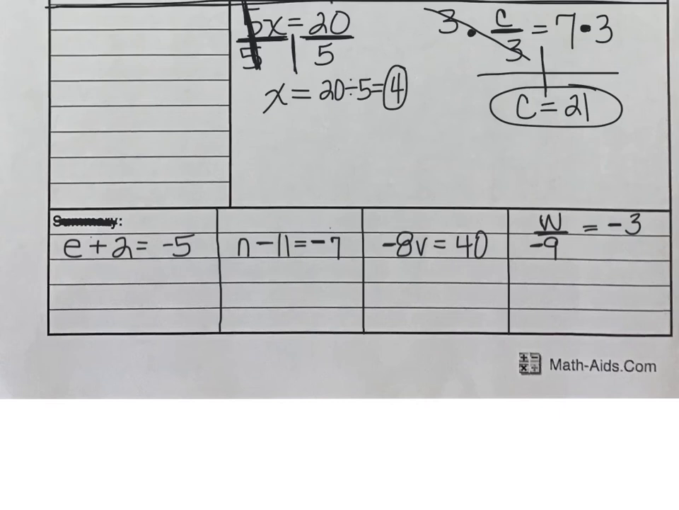So the first thing I'm going to do is I'm going to draw my line coming down from the equal sign. I'm going to make my little balance there. And I'm going to do the same thing to both sides, which in this case is I need to undo the adding of 2 by subtracting 2. So my variable E is equal to negative 5 minus 2, which is negative 7.